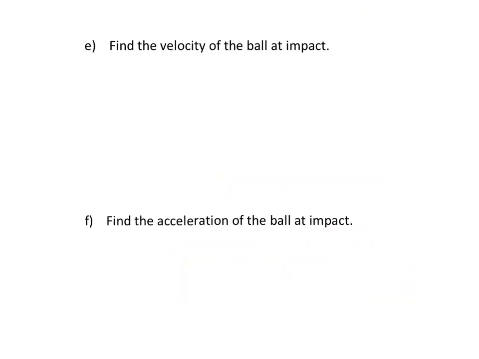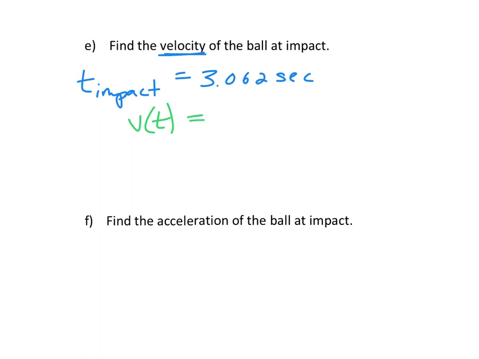So the next thing I want to do is figure out what would be the velocity of the ball at impact. When the ball impacts the ground, we just found that the time of impact was 3.062 seconds. That came from part D, like I said. So if I want to find the velocity of the ball at impact, I already know how long it's going to take to actually hit the ground. What I can do is go back to my velocity equation, which came from part B. V of t, which is velocity, was negative 32t. All I need to do is just plug in this time for t, and that'll give me the velocity at that time.